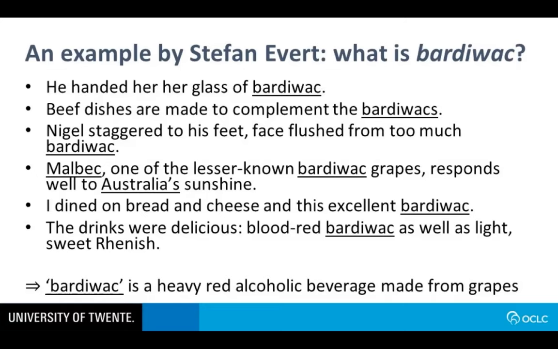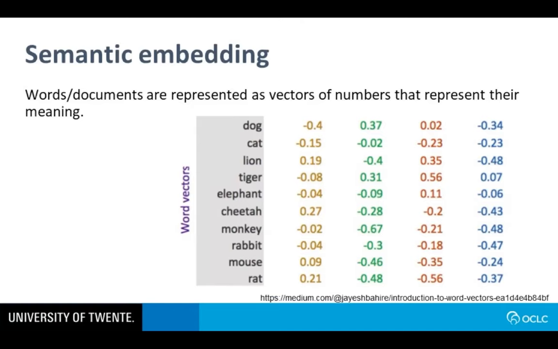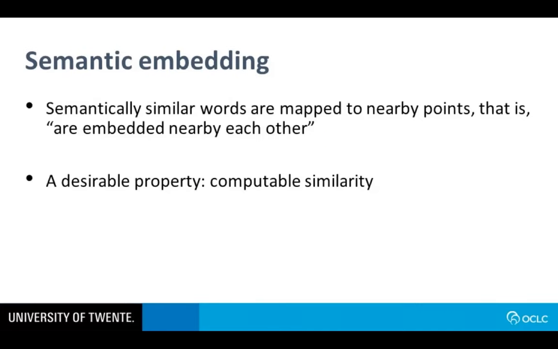So going back, talking about semantic embedding, the idea is very simple. Basically, it's just using vectors of numbers to represent the meaning of a word or sentence or a document. So here is an example. You use four numbers to represent a dog or cat or lion. Of course, not every kind of vector works. The point of semantic embedding is trying to put semantically similar words together.